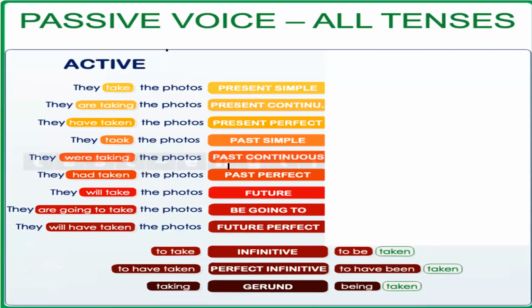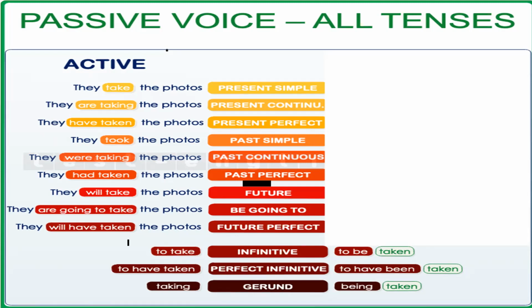Okay. So this is your last example, please, for the past perfect. So they had taken the photos. The photos had been taken. Okay, and what's the analysis to convert the active to passive? So we use been, B-E-E-N, had been taken.